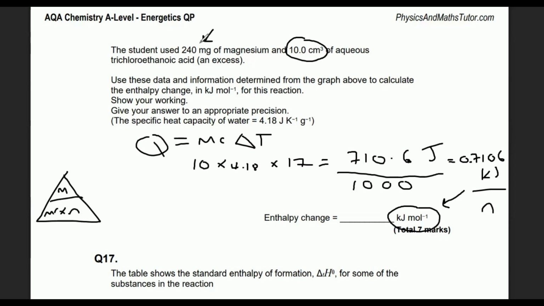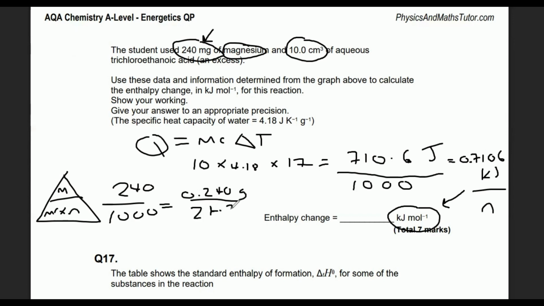What have we got? We've got 240 milligrams. That's magnesium. So 240 divided by 1,000. Why? We need to get rid of the little m, people. So we've got 0.240 grams. We're then going to divide that by 24.3. Oh my days, that looks like 2 plus 24.3. What the hell does that equal?